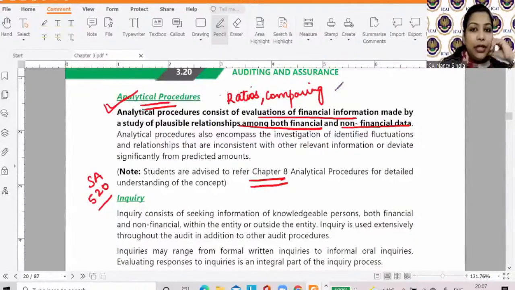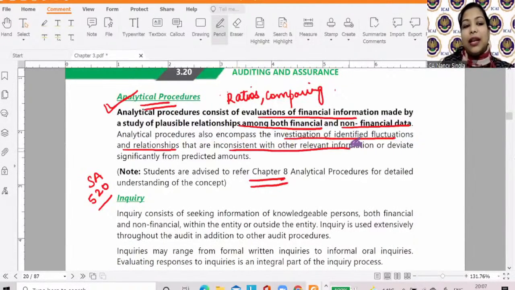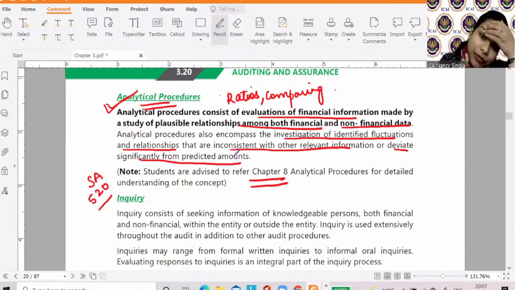For example, my client is into a toy manufacturing industry. Okay? So my client GP ratio from 10% last year to 12% this year. Other companies in the similar toy manufacturing industry, they have jumped from 10% to 15%. Now, why my client 10% to 12%, others are 10% to 15%? So when there are fluctuations, I'll investigate that. That is why it is written investigation of identified fluctuations and relationships that are inconsistent with the relevant information or deviate significantly from predicted amounts. तो अभी के लिए क्या समझना है कि ratios calculate हो रहे हैं, comparisons हो रहे हैं, and if there are any fluctuations, they are being investigated. ठीक है? Investigated मतलब उनका और detailed examination करना है कि what is the reason. Otherwise, SA 520, chapter number 8.